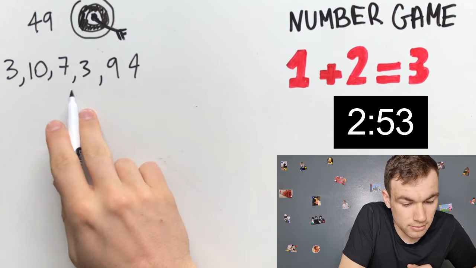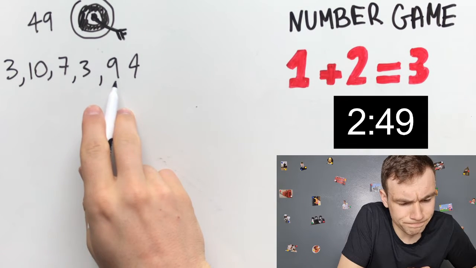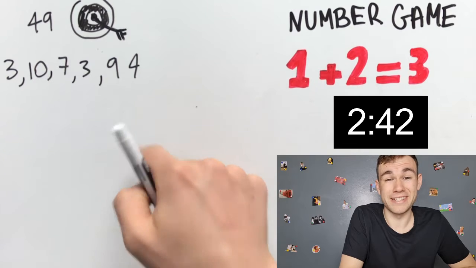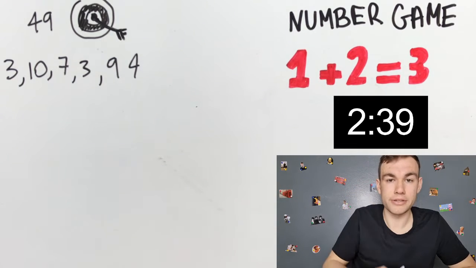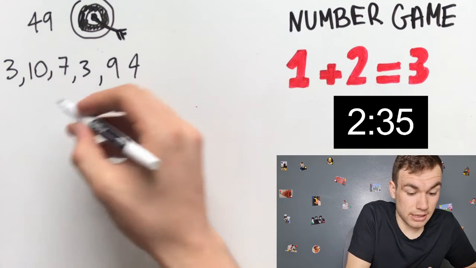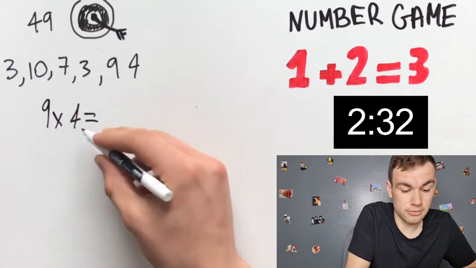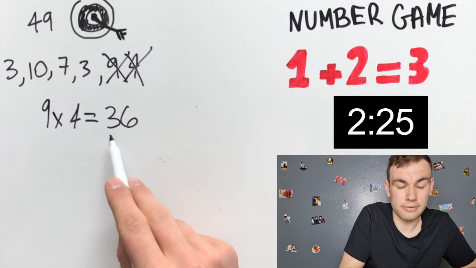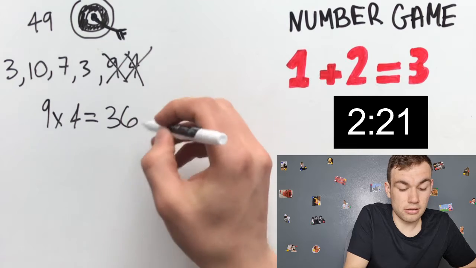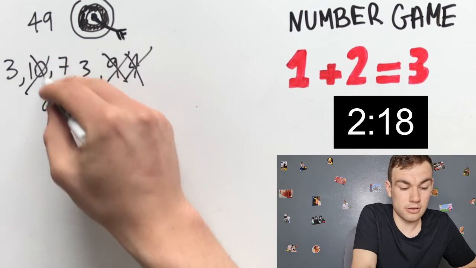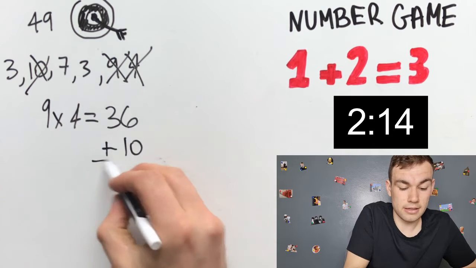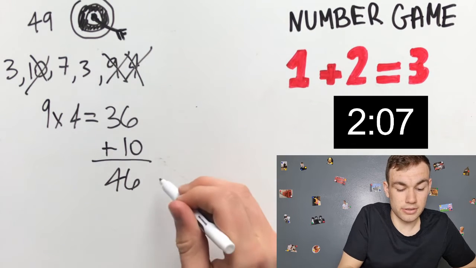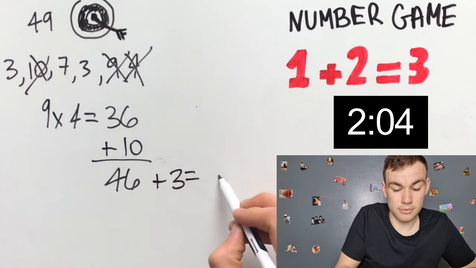3, 10, 7, 9, 36. Okay, this one is not hard, it is easy. 9 multiplied by 4 is equal to 36. So we lose 4, we lose 9, and we gain 36. 36 plus 10, we lose 10, is equal to 46. And 46 plus 3 is equal to 49.